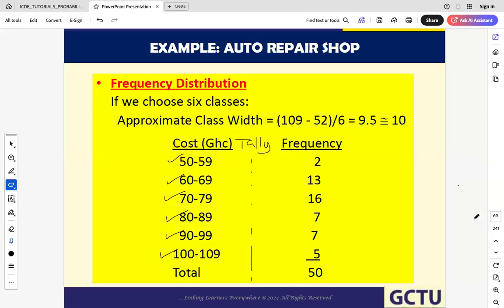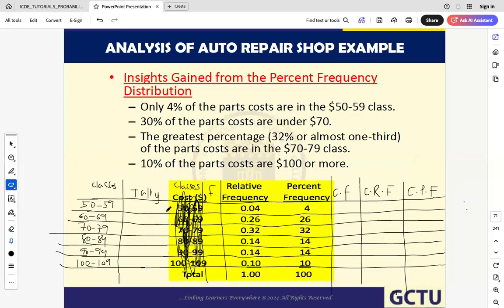So I'm just going to repeat them there. So the frequency, the first one is 2. The second one is 13. The third one is 16. The fourth one is 7. The fifth one is 7. And then the last one is 5. Then the total you will have 50.